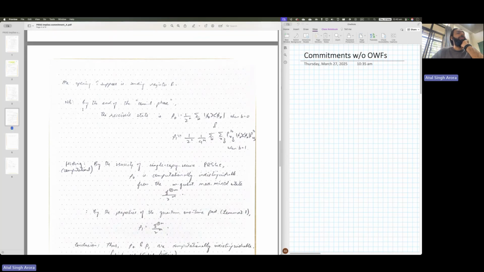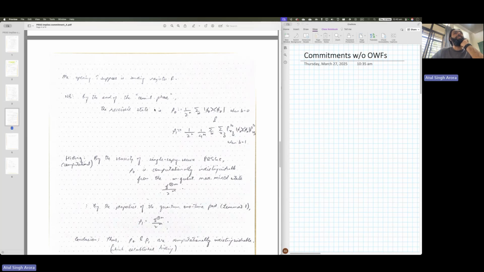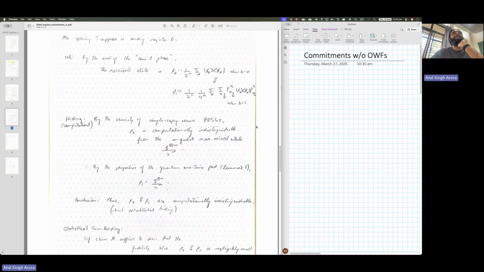Okay, so then we note that by the end of the commit phase, the receiver state is going to be the following. If b was committed, then rho_b would be this state. If b equals 0 was committed, then this is the state you'll get. And if b equals 1 was committed, then this is the state you get, right? So it's the same except that you add the Pauli pad. I should have put 1. I don't know why I put b here.